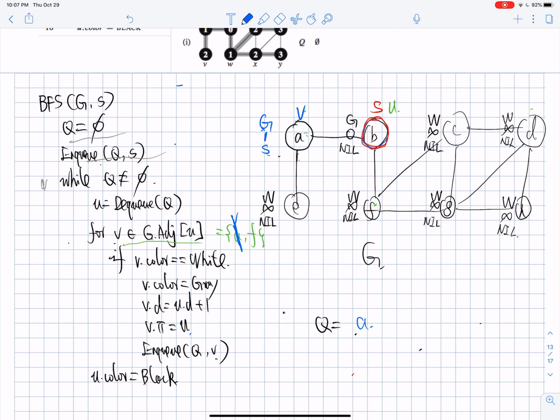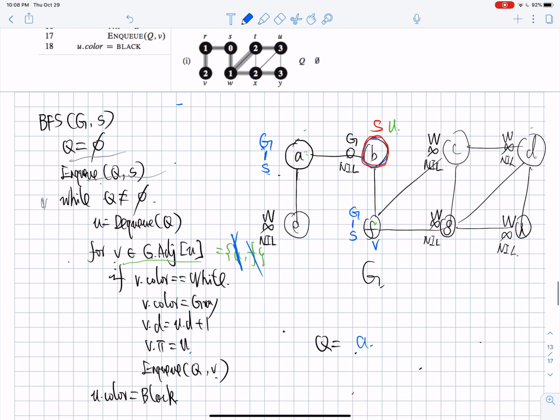In the next iteration, we have v equal to F, and we do the same thing. We check if its color is white or not. Yes, it's white, so we give it a gray color. We set its distance as u.d plus 1. Here we have u.d as 0, so its distance is going to be 1. Then its parent is going to be u, which is the source. And we just finished this iteration, so that finishes the for loop.